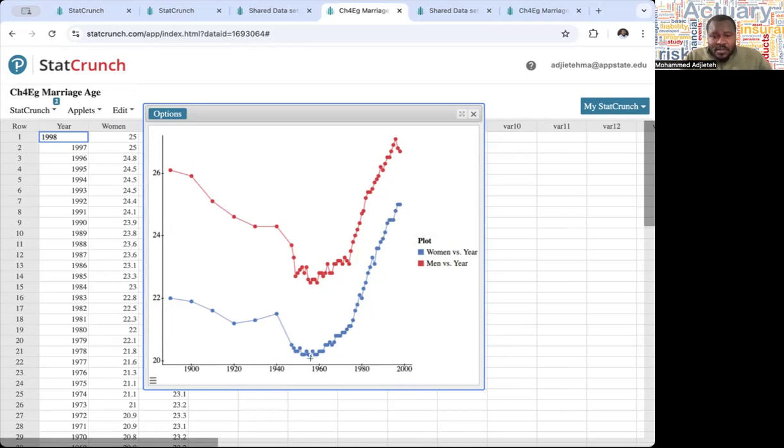We can also see from here that in the 1960s, the average age for women was low, so women were marrying earlier in those years, and you can see the men also dropped, but now the trend is changing a bit. So that is the essence of having a time plot. Anytime we have data where we have time, the time plot shows a plot of time versus the data. Okay, so now that we've been able to answer this question, let's get back to our slides and then we can proceed from there.